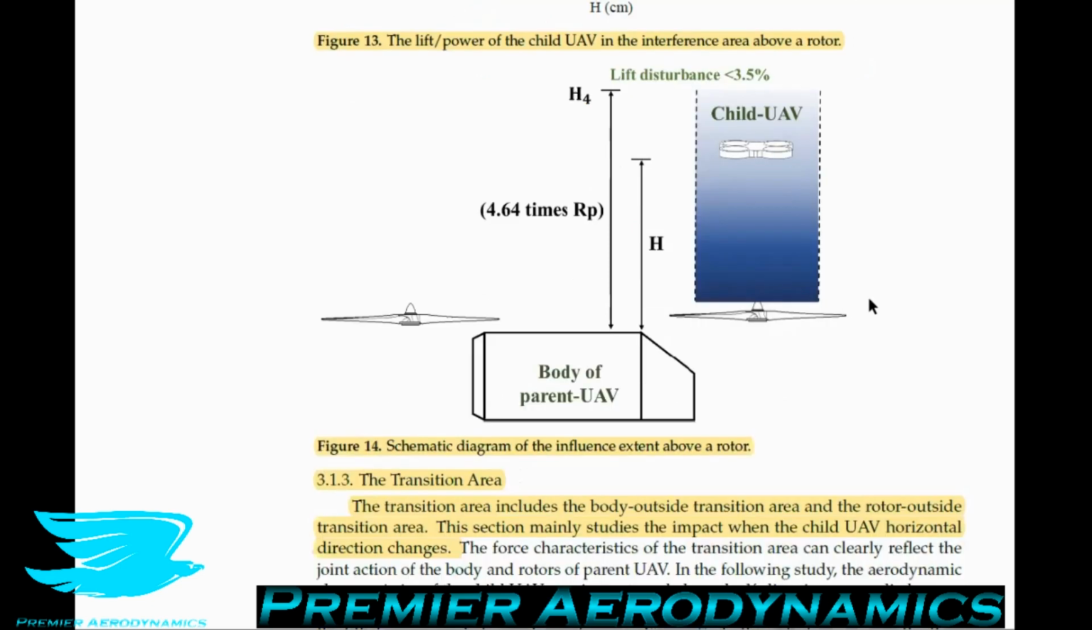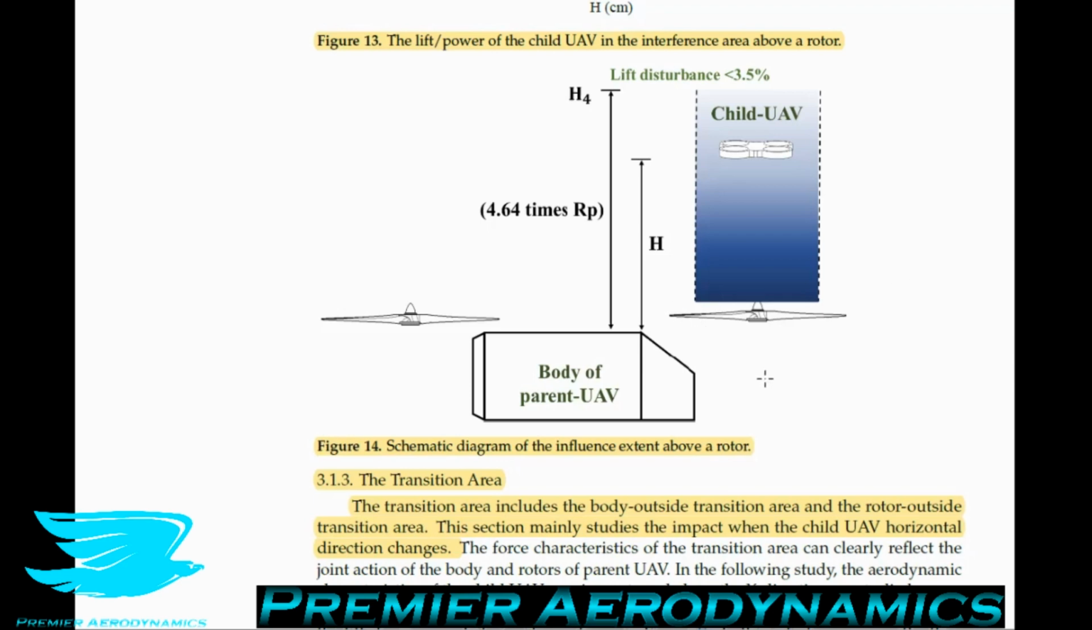Now in figure 14, again, they have these really cool schematics which show the parent UAV diagram, and then you have the child UAV above the rotor, and you have colored in a shading of blue the distance from the rotor that the child UAV will be, and the effects on the lift. So the closer you get, the darker this blue becomes, and that indicates a greater loss in lift. So this is a very effective way of presenting information. I'm very impressed with this approach here.